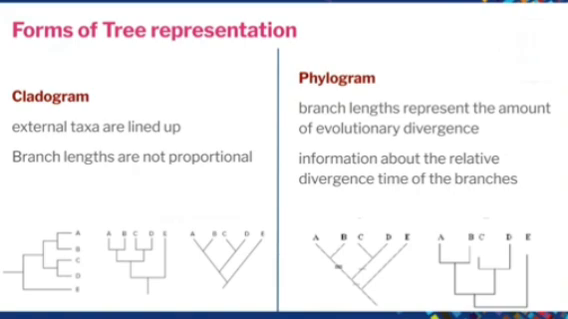A cladogram is a way of just lining up the external taxa, and the branch lengths are not proportional to the deviation between the sequences. It's just a representation saying that these sequences are similar and these are not. But a phylogram represents the amount of evolutionary divergence between the sequences, and information about the relevant divergence time is represented through the branches.